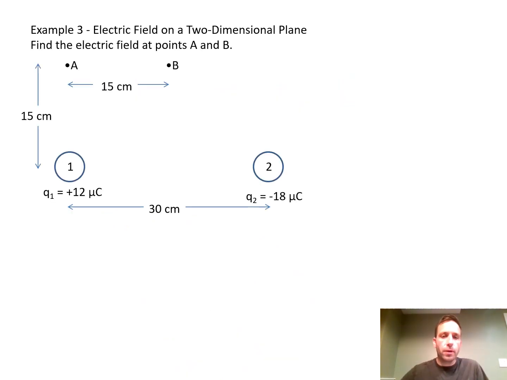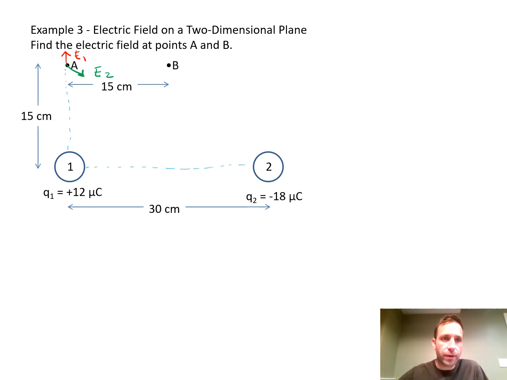The next level of complication in these problems is when we have to deal with electric fields in 2 dimensions. In this problem, Q1, which is positive, creates an electric field at point A in the positive y direction. Call that E1. And charge 2, which is negative 18 microcoulombs, creates an electric field down and to the right, which we'll call E2. In order to solve this problem, we're going to need to do a little bit of geometry. So this is 15 centimeters, and this is 30 centimeters.